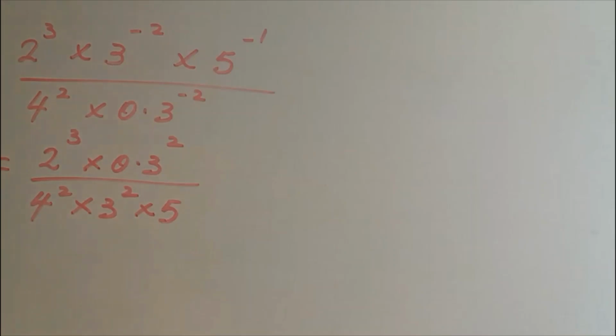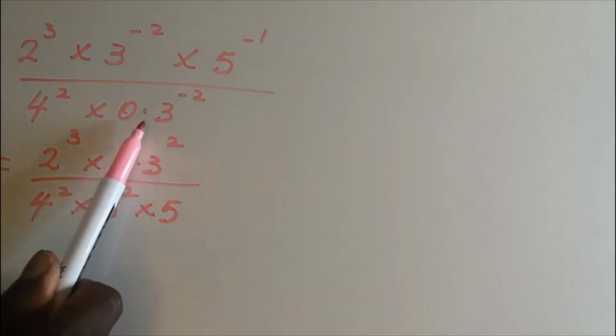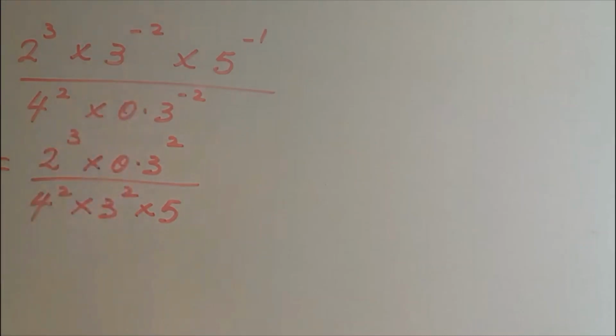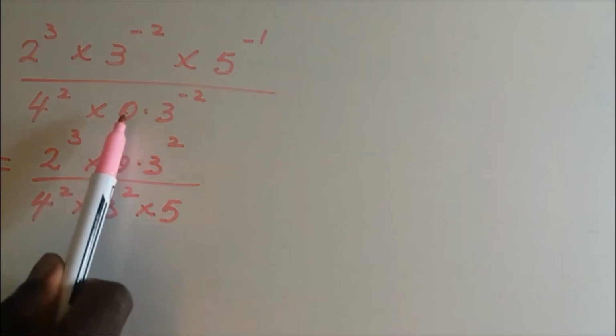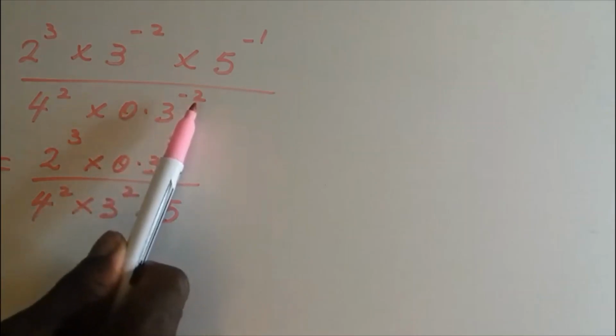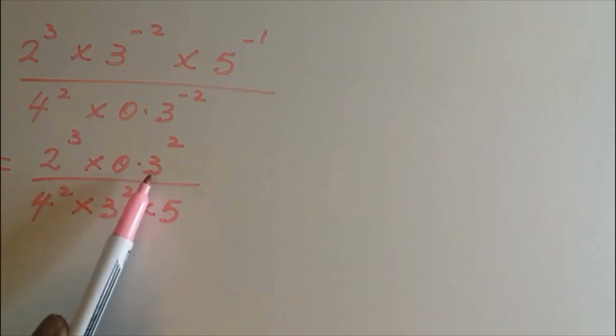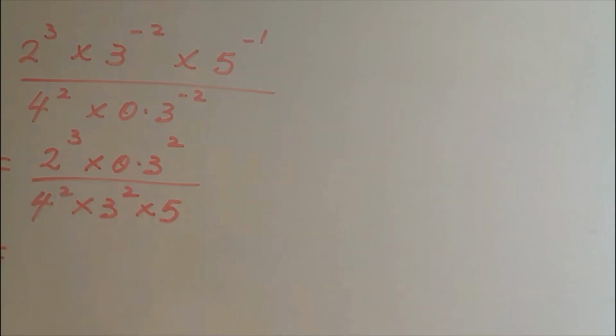So just to recap, we're moving the negative indices into the denominator and they become positive, and if we have any negative indices in the denominator, we move them to the numerator, and they become positive. So we have 3 to the negative 2 becomes 3 squared, 5 to the minus 1 becomes 5, or 5 to the 1, first power, same thing, and 0.3 to negative 2 in the denominator becomes 0.3 squared in the numerator. And now we can go ahead and simplify this.